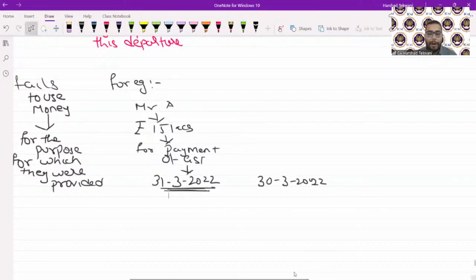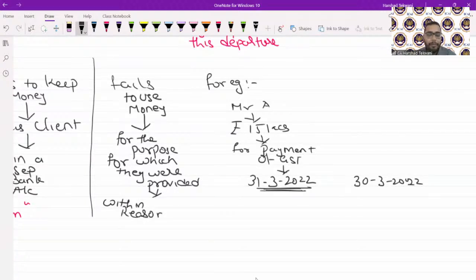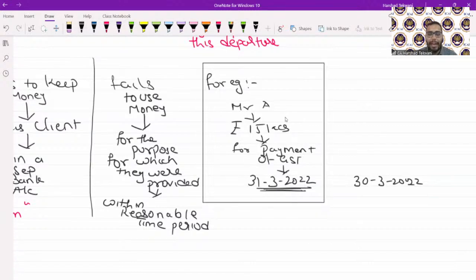Now, how to define this time limit? Because this time limit will be different from case to case, and hence we use the words within reasonable time period. In our current example, 31st March was the due date and I need to pay within the due date. If I do not pay within the due date, then I am held guilty of professional misconduct. Now, this due date changes from time to time and case to case. It will be some different due date in some different case. And hence, for this purpose, we use the words within reasonable time period. So I need to use the money within a reasonable time period for which it was provided to me. Any doubt till now, guys?